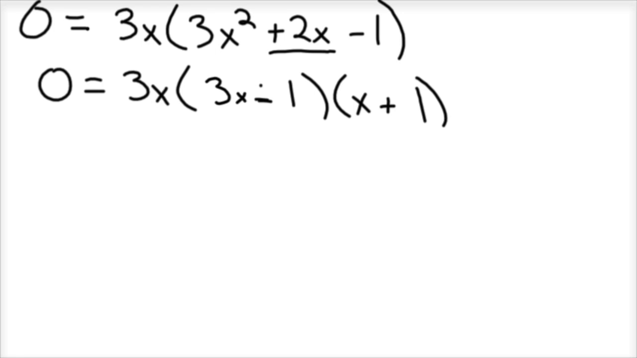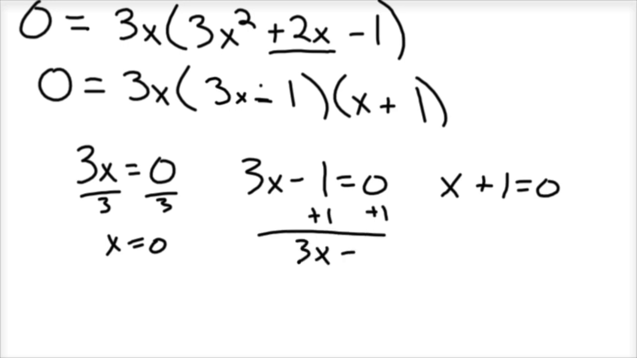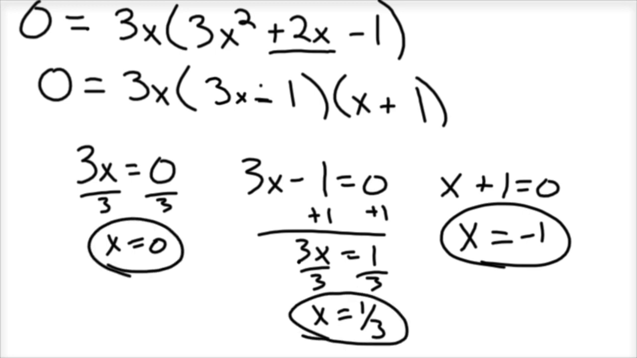You've got 3x could be 0, 3x minus 1 could be 0, and x plus 1 could be 0. So here you would divide by 3 on both sides, and x is 0. Here you would add 1, then you have 3x equals 1, then you divide by 3, and so x equals 1/3. And then the final one, you'd have x equals -1. So there's your three zeros in your zero product.